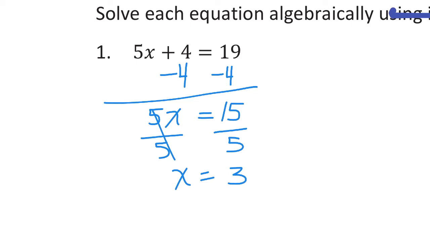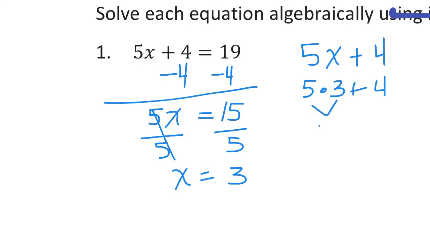Now, a check, you don't need to necessarily write it down, but it's the thought process you should be doing just to make sure you haven't made a careless error. So my expression is 5x plus 4. X is 3, so 5 times 3 plus 4. I multiply first, I get 15 plus 4, and I get 19, which checks out.